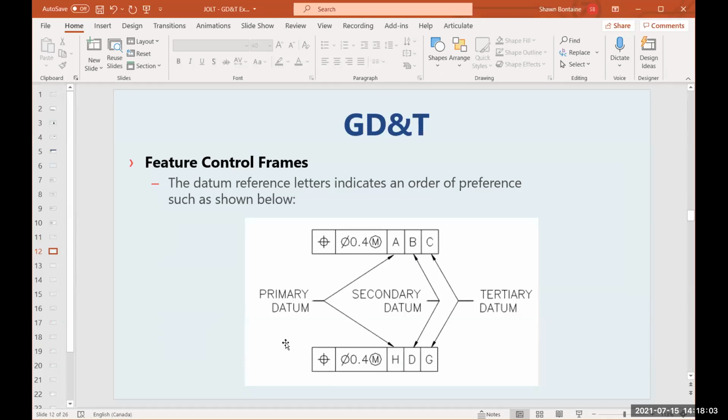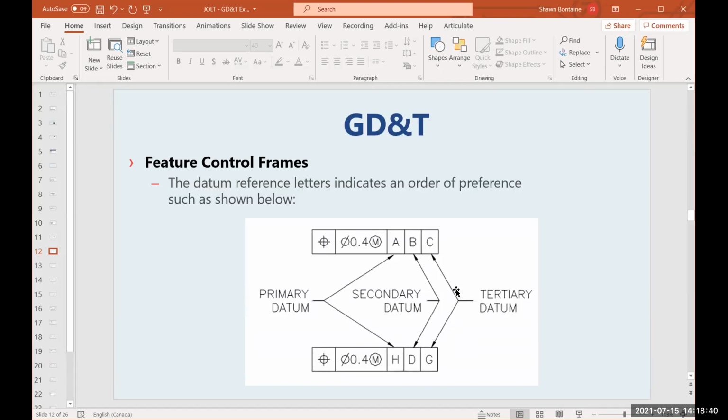When we talk a little more about datum references and feature control frames, just keep in mind that it's not the letter of the datum that establishes primary, secondary, or tertiary. It is the order in which they appear in the feature control frame. So in the top example, we have primary datum A, the first one after the allowable tolerance. Then we have the secondary datum, followed by the tertiary datum, ABC or HDG.